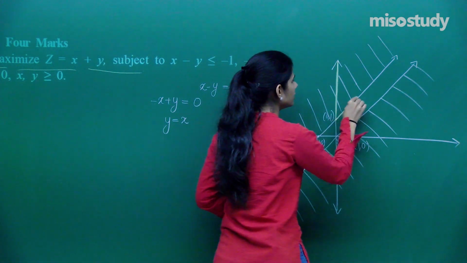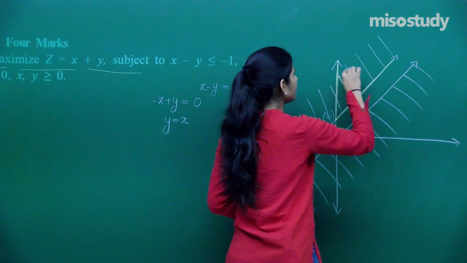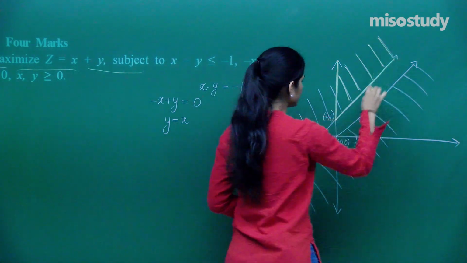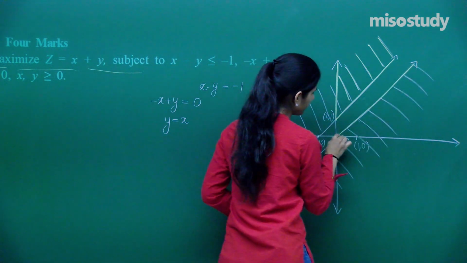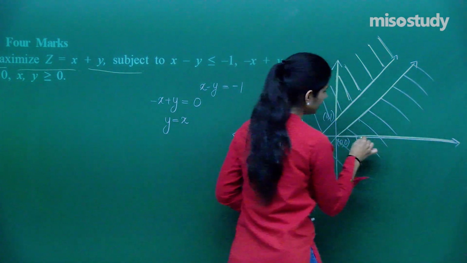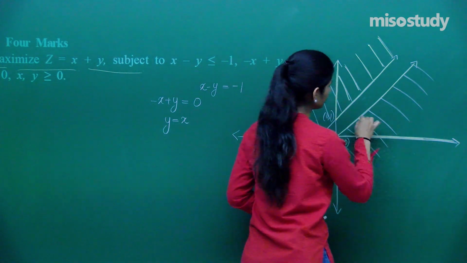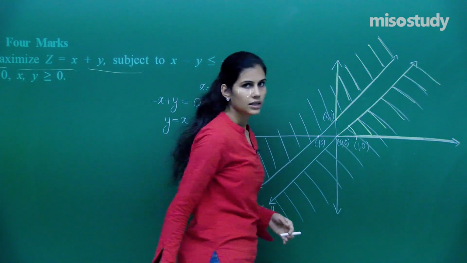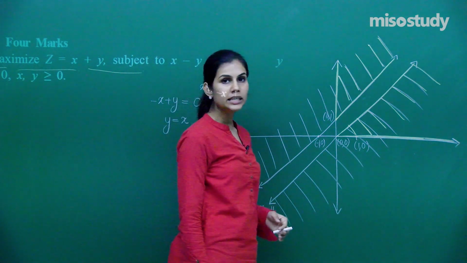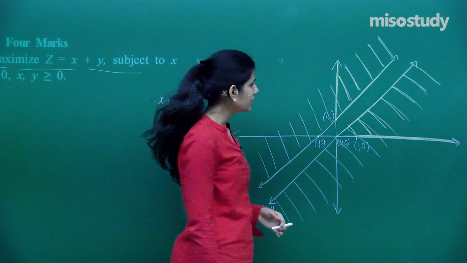So this, everything here, and I have everything here in the first quadrant. What is the intersection of these two regions? Is there any intersection? Absolutely.